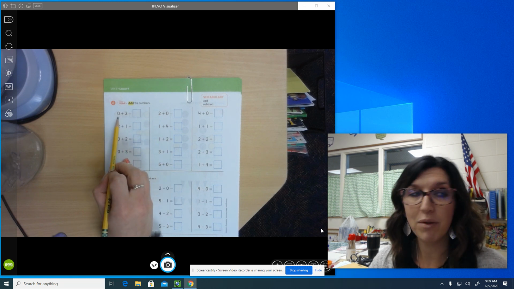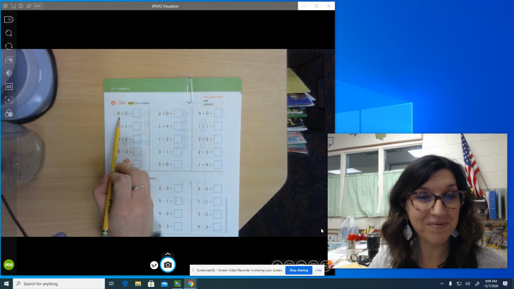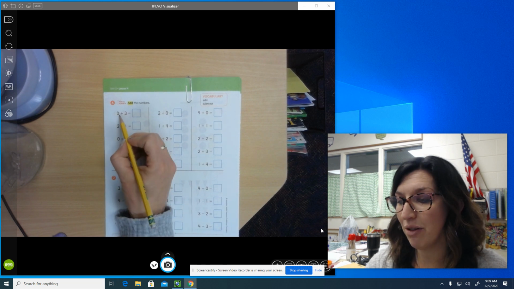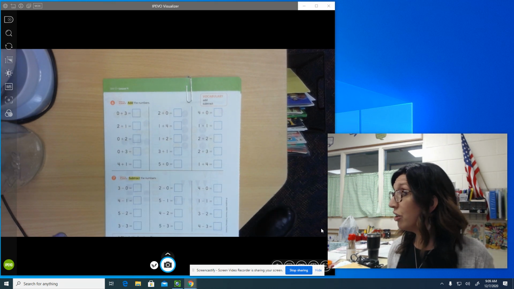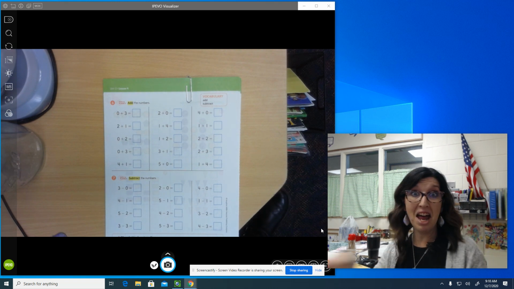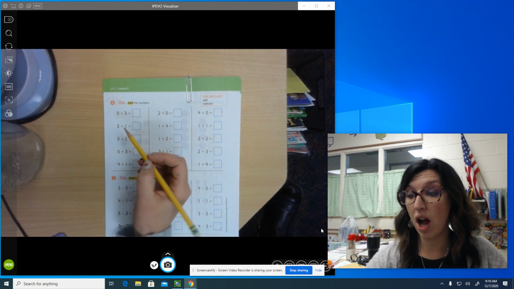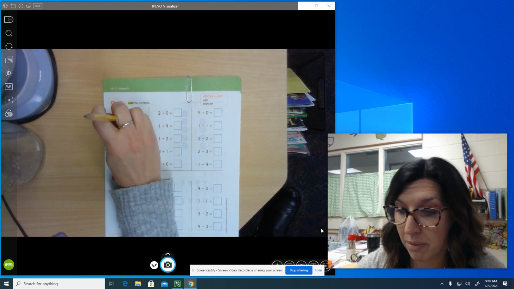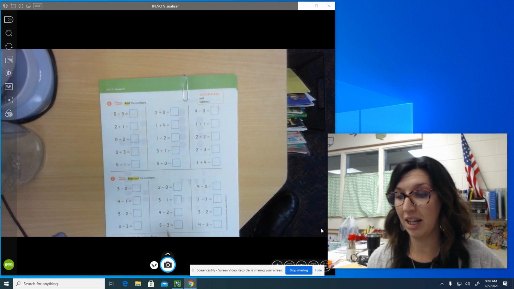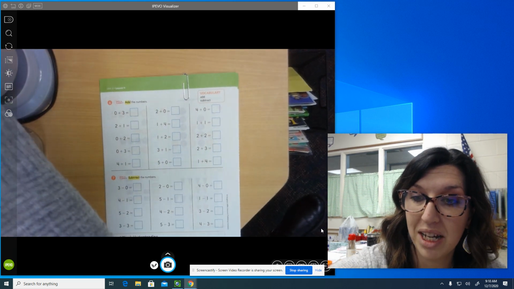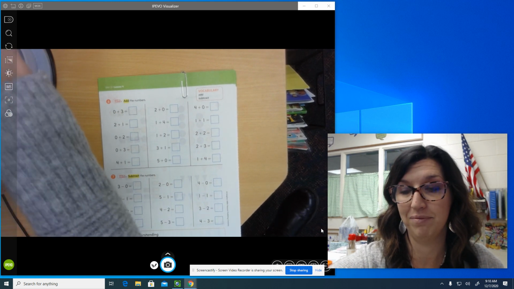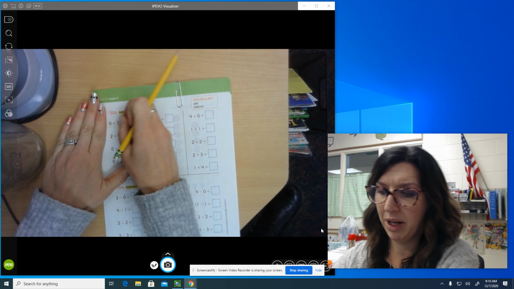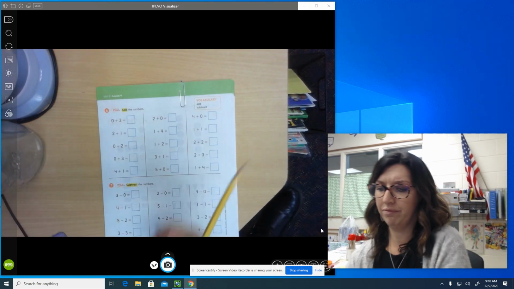Look at this number right here. Everybody, what number? 0. Yes, 0. Do I draw anything to represent the 0? No, because 0 means nothing. So I do not have to draw a dot to represent 0. I want there to be nothing under the 0 because a 0 means nothing. I'm going to make sure I don't have any dots under that 0.